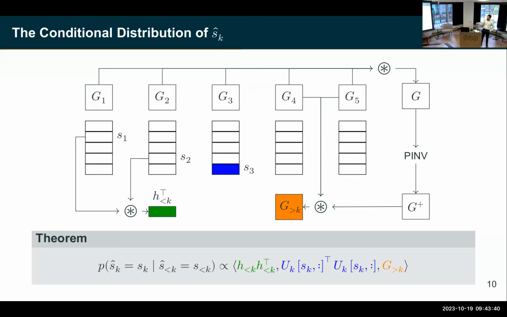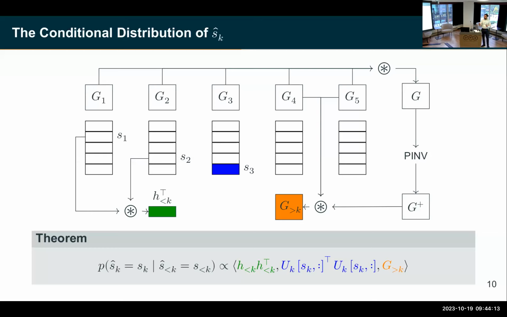The element-wise product is taken of the following three quantities. First, I have the Hadamard product of the rows that I've already sampled, the S1 and S2 rows of U1 and U2. I collect those into this green row vector over there. I have the row vector that I want the probability of sampling. That's S3, so that's the second relevant quantity. And then I have this matrix G greater than K. G greater than K is the Hadamard product of the gram matrices of the matrices that I have yet to sample from, Hadamard product with the pseudo inverse of the gram matrix of the entire Khatri-Rao product, which is this matrix over here.